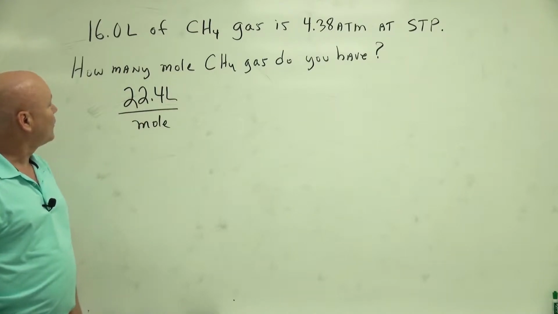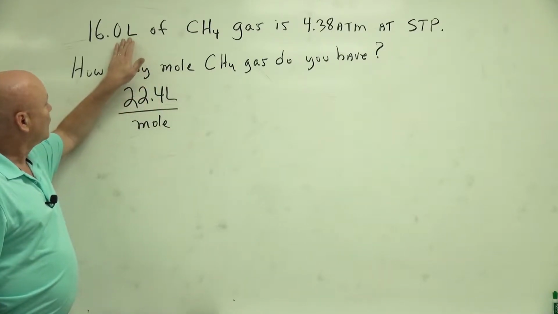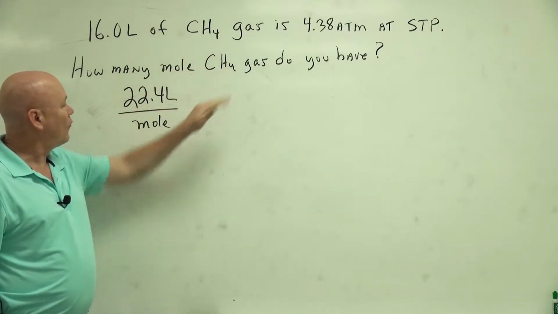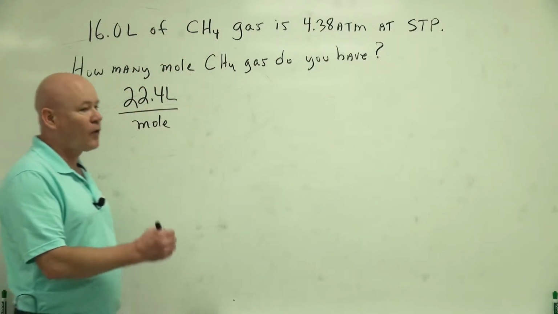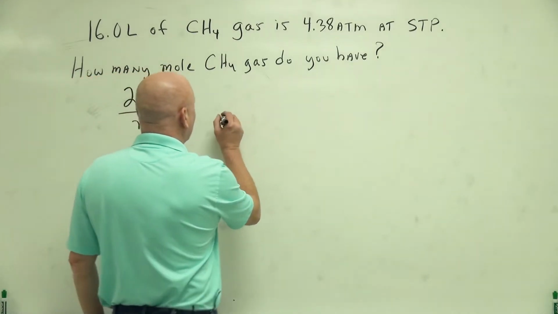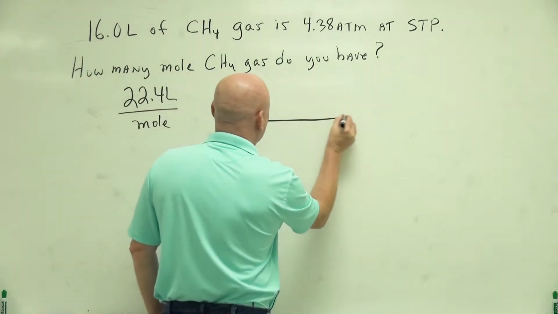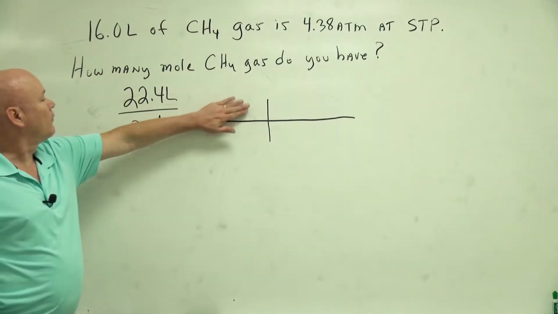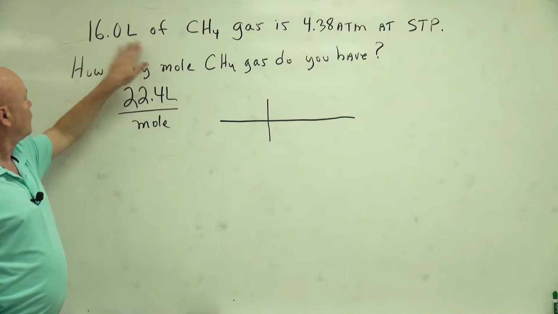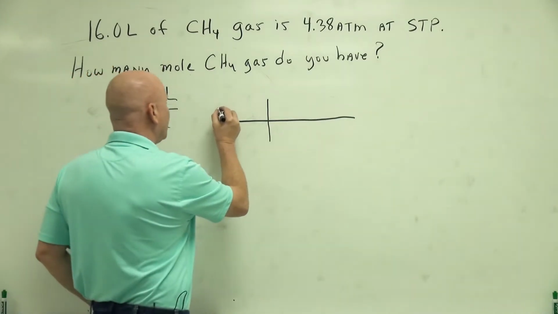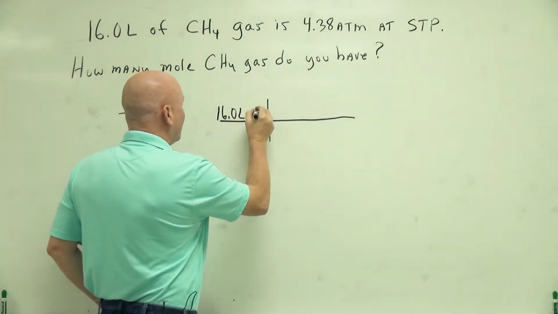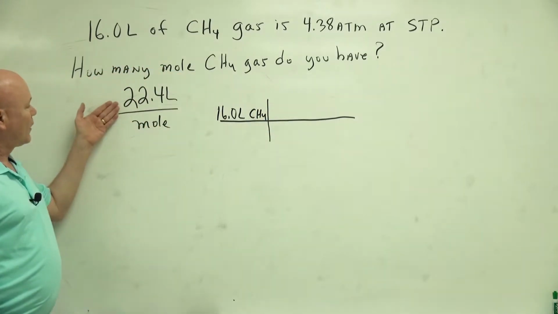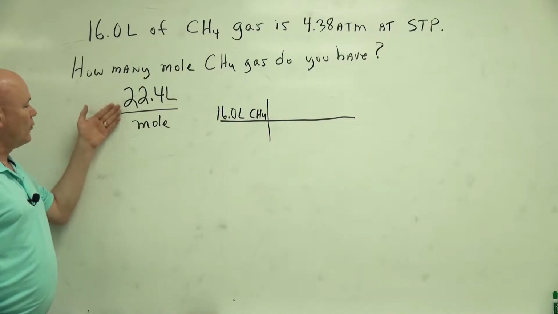And what are we trying to do here? We're trying to go from liters to moles, liters of methane gas to moles of methane gas. So this is all we need for this problem. We'll go ahead and set this up as a conversion. We draw a line, we draw another line. We always start with our measured number over here, up in this corner. That's my measured number, 16.0 liters CH4. And now I can use my conversion factor here, which is STP.